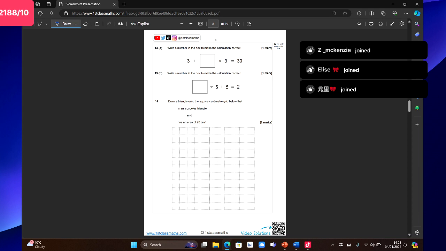And we can check it using BIDMAS or BODMAS. There's no brackets, there's no indices, there's no division, there's a multiplication. So I do 9 times 3 first, which is 27, and then add 3 and I get 30. So I'm actually solving the equation. I subtracted 3 on both sides, and then I divided by 3 to work out the box. The box is equal to 27 thirds, which is equal to 9. Does that make sense, guys? Let me know in the chat.